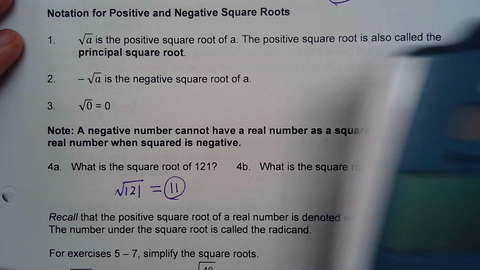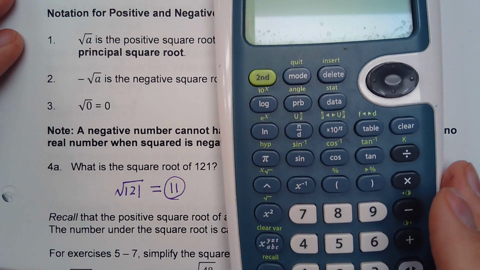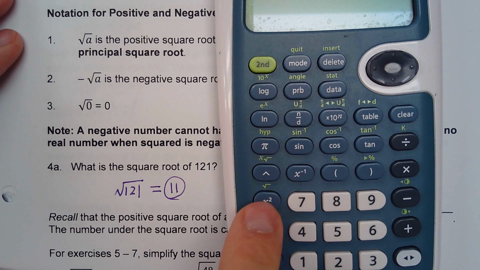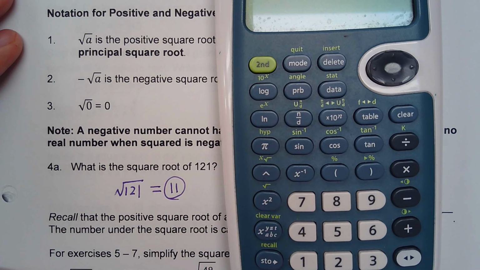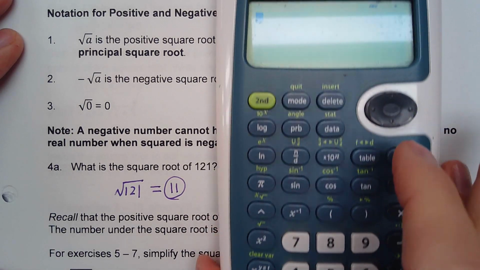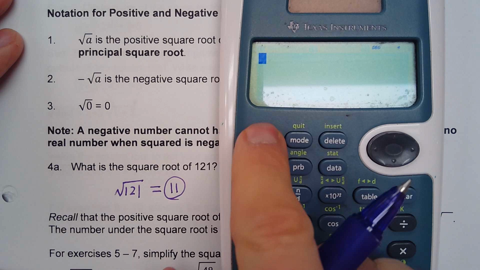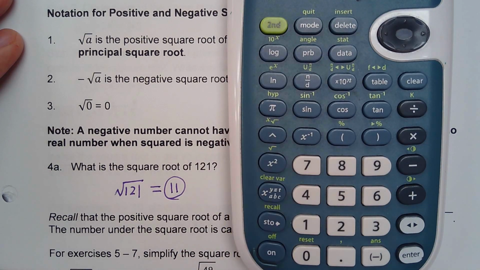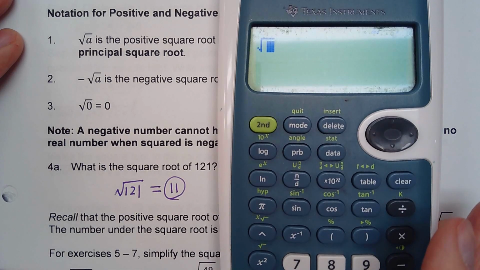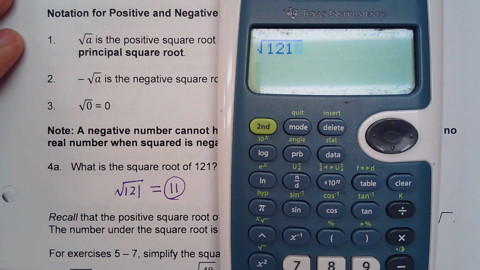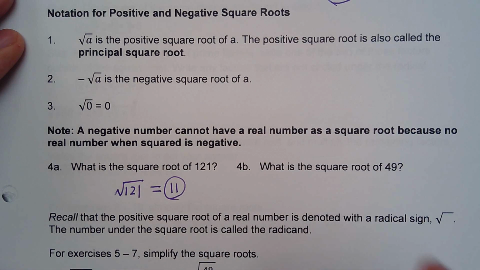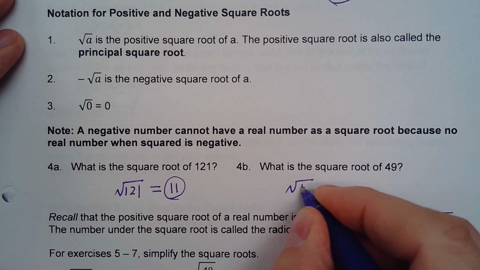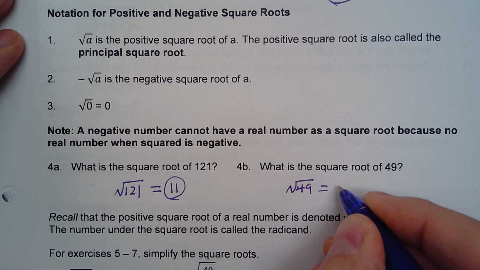Now on your calculator you should have a square root key. So right here on the TI-30XS, it's the green above the x squared key. So if I wanted to take the square root of 121 on my calculator, I would type second x squared key. That gives me the square root symbol. And then I type 121. And that gives me 11. Similarly, if I want to do the square root of 49, I again can enter that very quickly on my calculator and get 7.